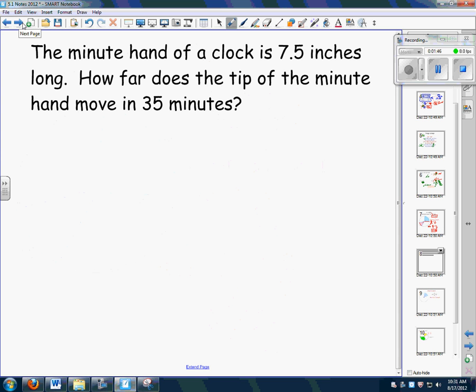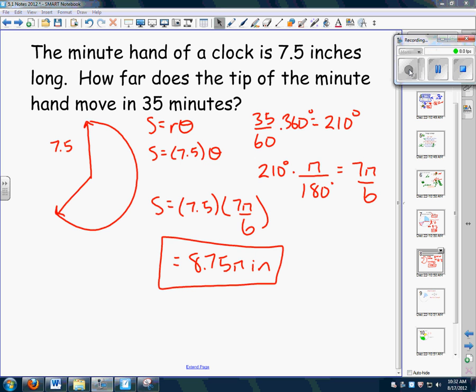Here's a problem that you'll see, problem sets for quizzes, tests, whatnot. So you get a minute hand of a clock, 7.5 inches long, and we want to figure out how far it goes in 35 minutes. So we're trying to find that arc length basically to there. A few different ways you can do this. I'm going to pause it and show you one way here. If you guys want to try the same, go ahead with that.